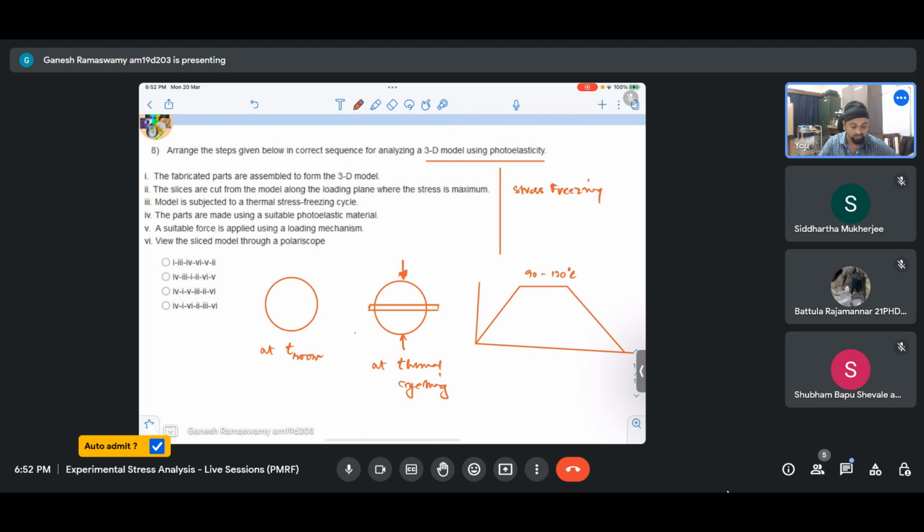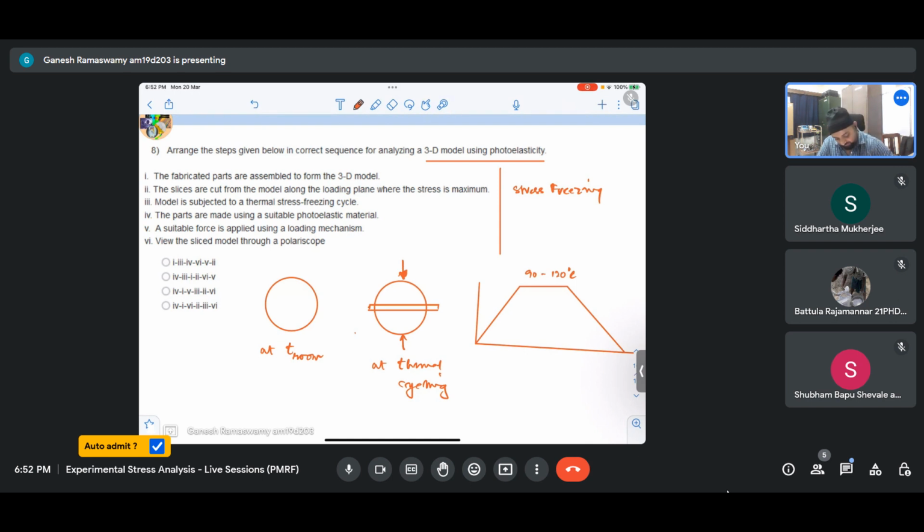So at 120 degrees, the properties won't be the same as those at room temperature, in which case, if we were to apply the same load that we applied at room temperature, the models would break. So we need to account for that variation also. This can be further effectively used by appropriately selecting the material.